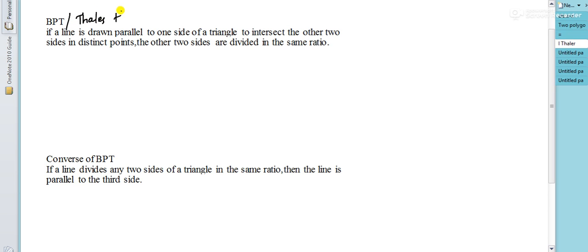This theorem may be asked with proof for 5 marks, or else if they are not giving any theorem related to BPT, then they will definitely ask a question based on this, either for 1 or 2 marks. So you should be aware of that.